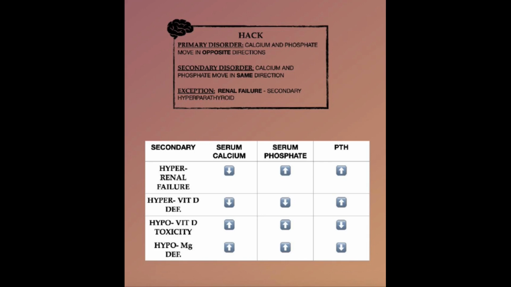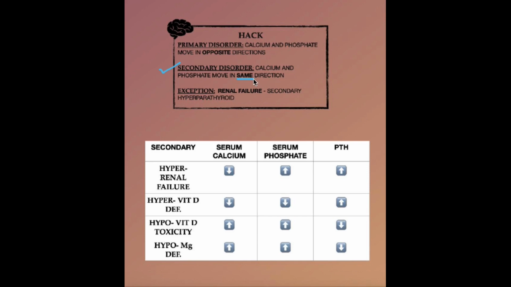Just like the primary disorders, I've drawn up a table to make the labs easier for you. And don't worry, there's a hack for this too. Let's take a look at the hack. So it says, any secondary disorder will have calcium and phosphate move in the same direction.